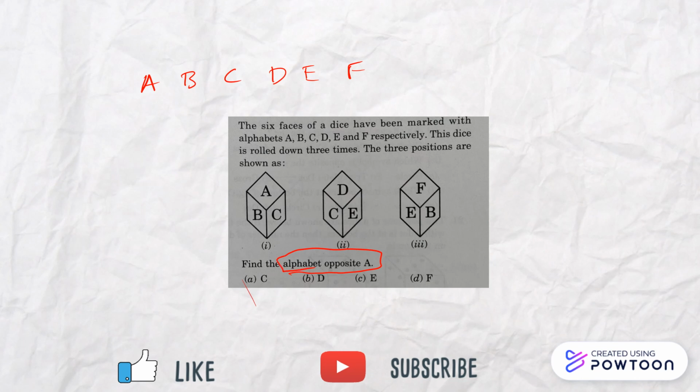Now simple, the technique stays the same. Which alphabet is repeating itself? We can see that B is repeating itself, or else let's not go with B, let's go with E. So what are the adjacent alphabets of E? C and D, then F, B. So all you are left with is A. So A is present on the opposite side of E. So your right answer is C here.